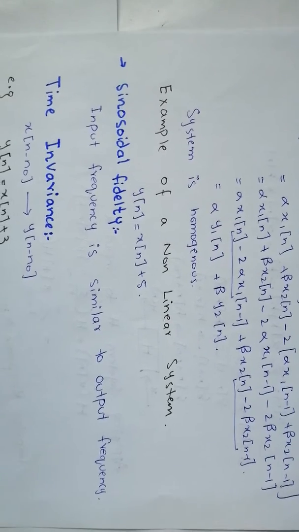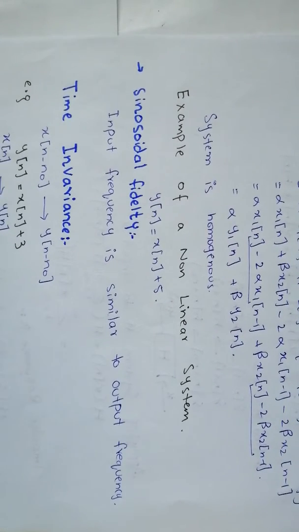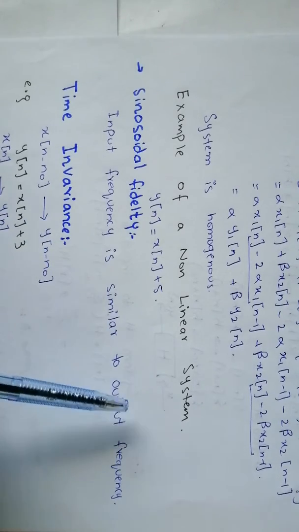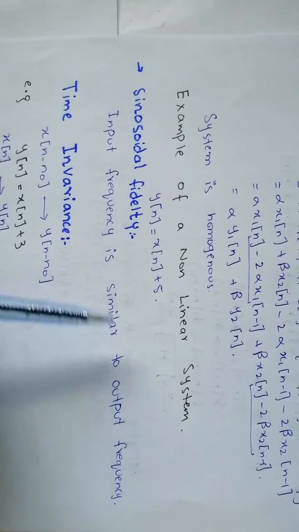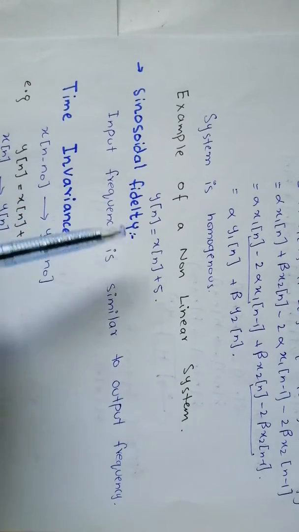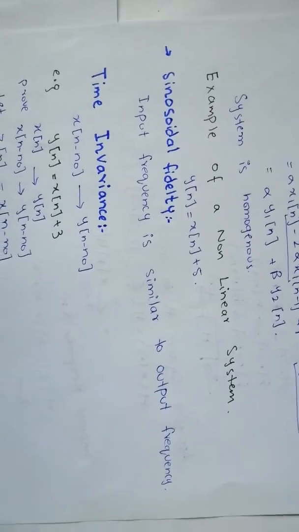Meanwhile, there is another property of linear systems, sinusoidal fidelity. When the input frequency is the same as the output frequency in a continuous signal, it is called sinusoidal fidelity. And when this occurs, we can say this system is linear.